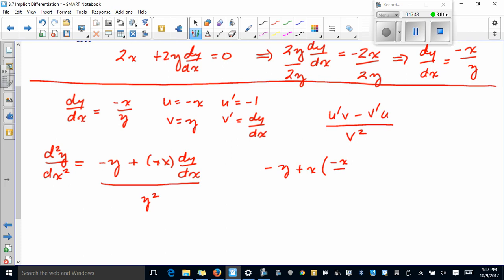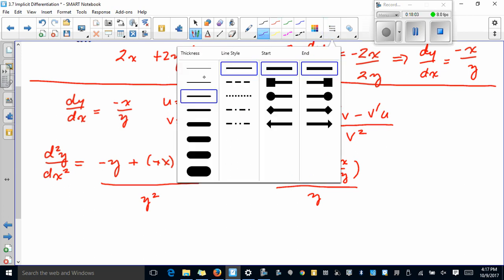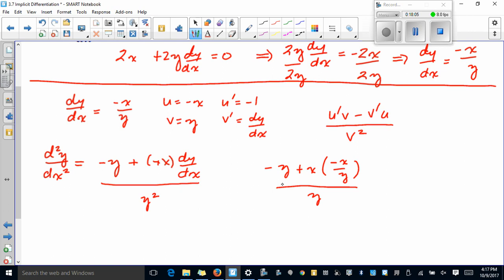Okay, notice in your numerator you need a common denominator. So I'm going to multiply by y over y. That way I have a y here. So I'm going to get negative y squared plus a negative x squared. All of this is over y. But that's all over y, so now I have a common denominator. I can bring this guy up once I have a common denominator.